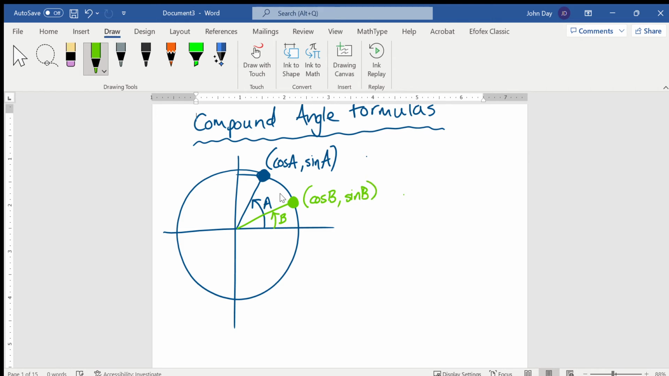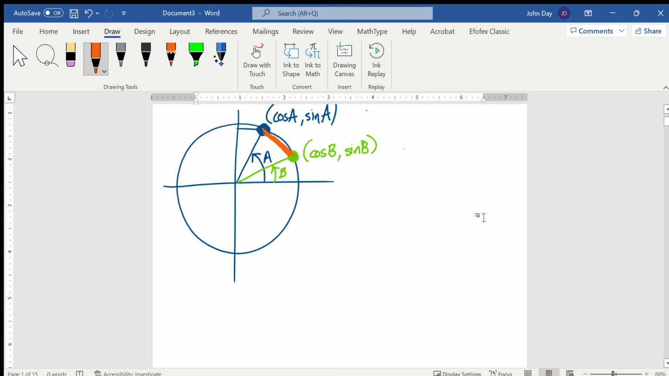Now, remember, this is a unit circle, so the radius is 1. Bear in mind that the green line I've drawn there is 1 unit long, and the blue line is 1 unit long. Now, the question is, what is the distance between those 2 points? I'm going to find it in 2 different ways and then equate those ways together.